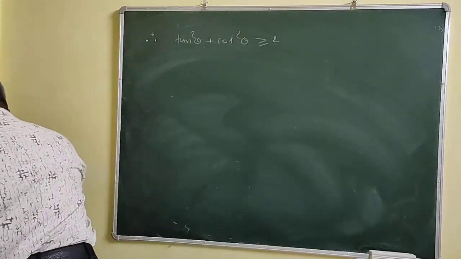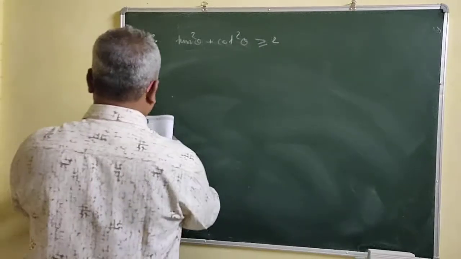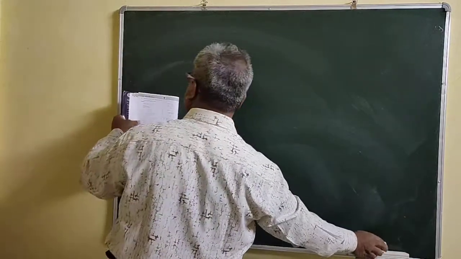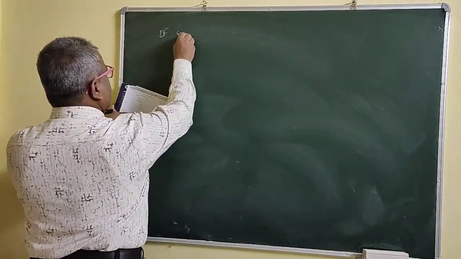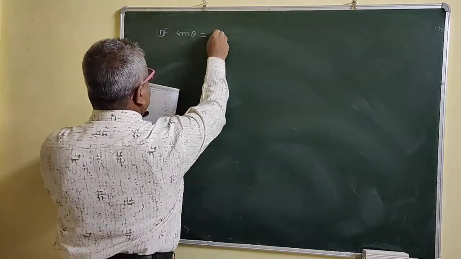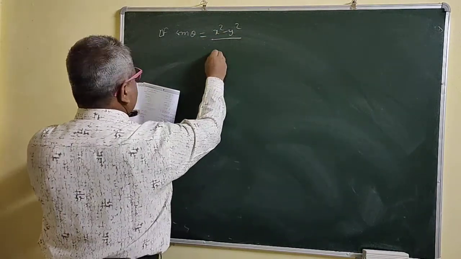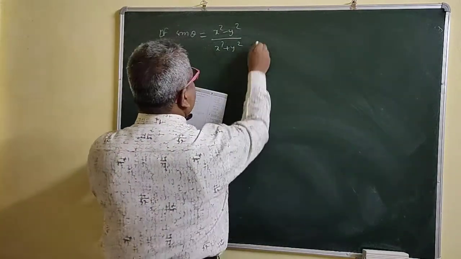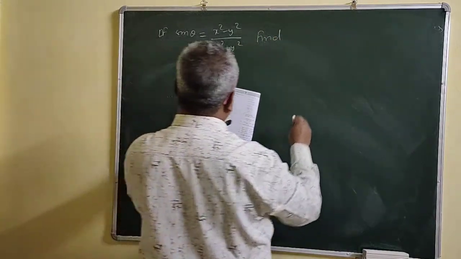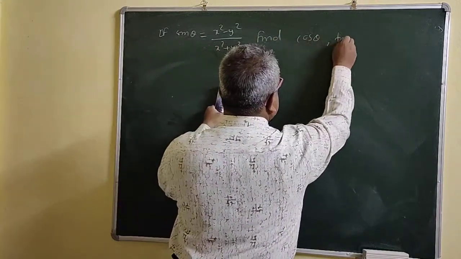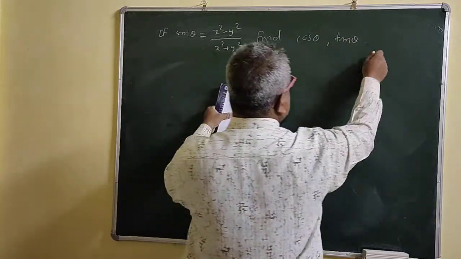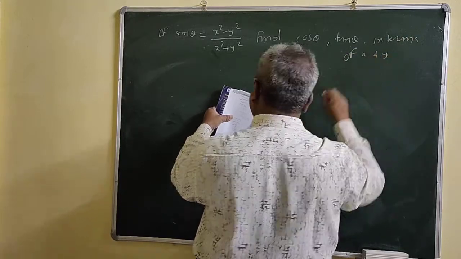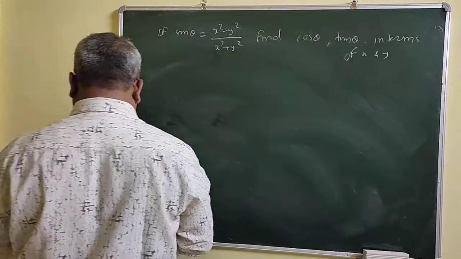Next, if sin theta is equal to x square minus y square upon x square plus y square, then find the values of cos theta, tan theta in terms of x and y.